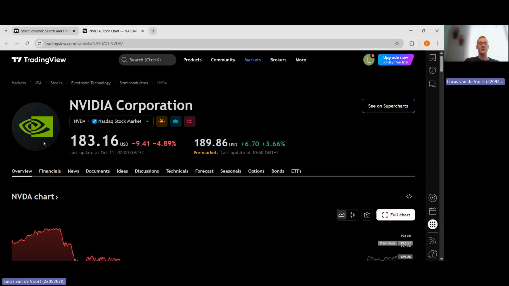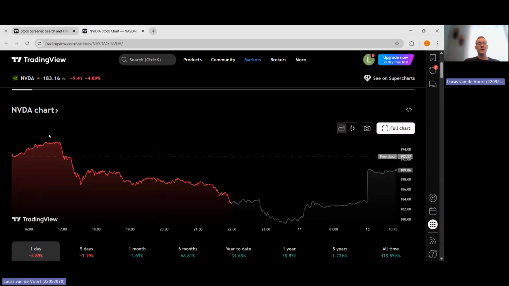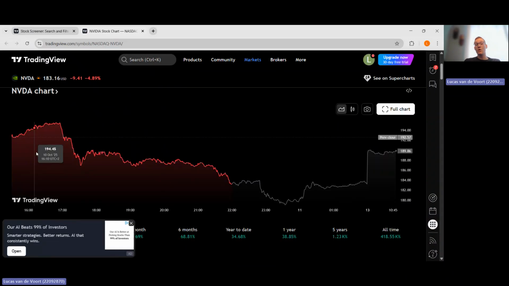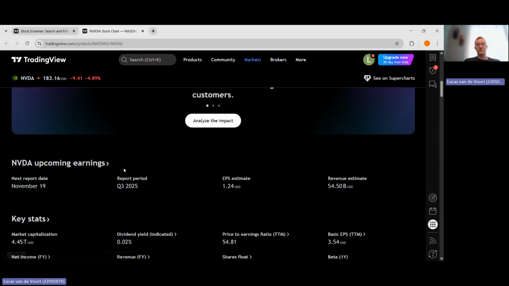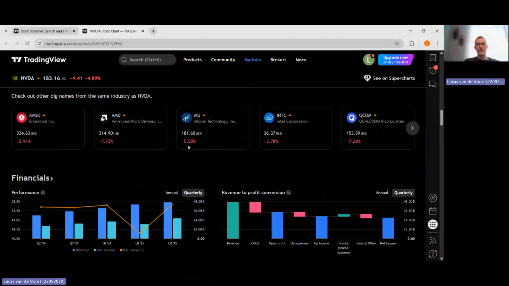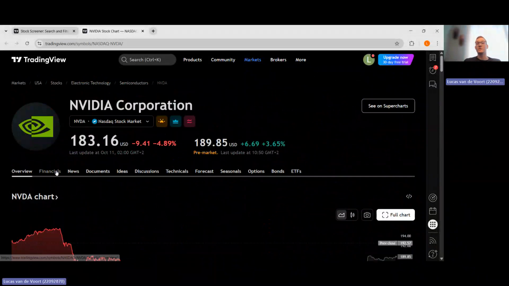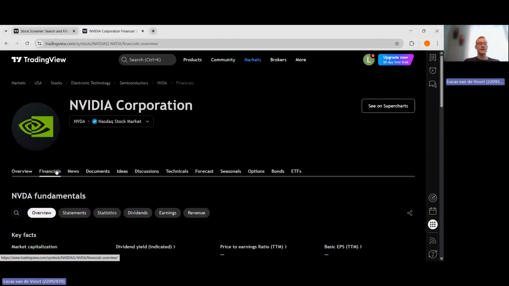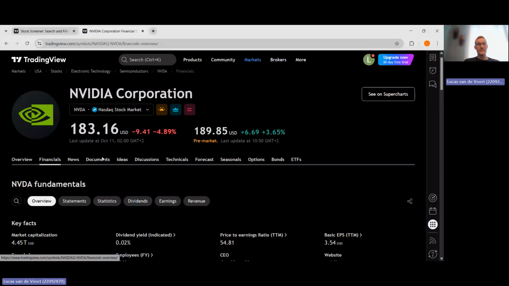So when we click on NVIDIA, we are going to dive a bit deeper into the actual market data of this company. So right here you have just a general overview. You can look at some company information, some basic financials. But obviously we want to dive a bit deeper into financials, so we click on the financials here.